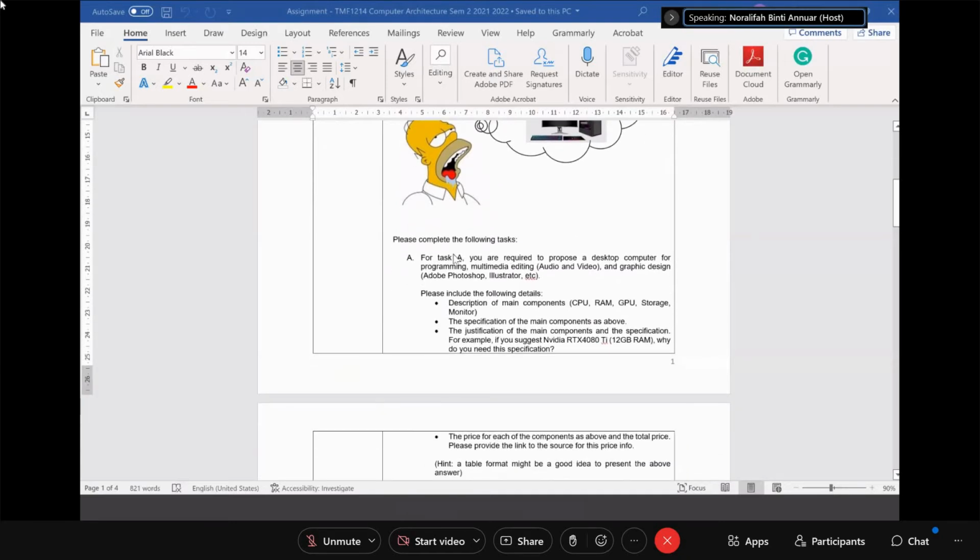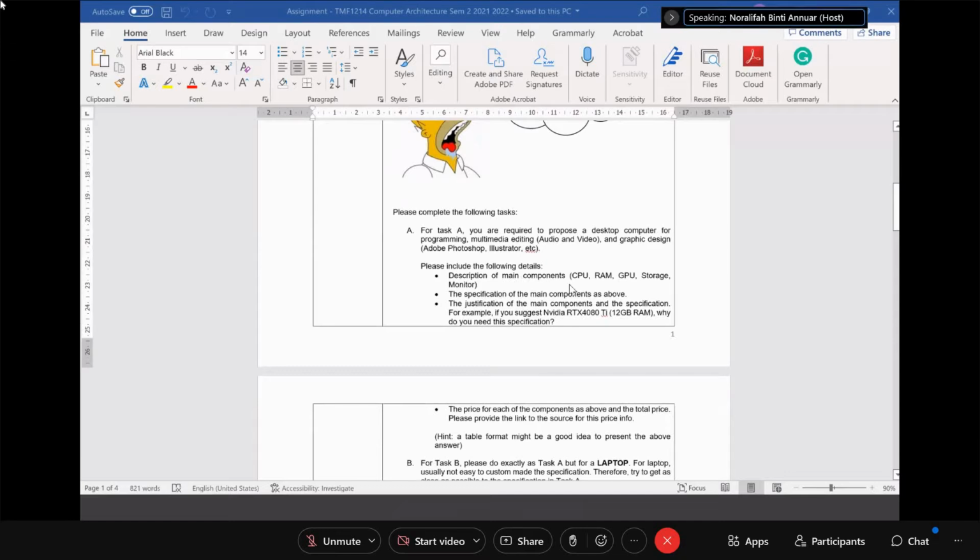Task A: are you required to propose a desktop computer for programming, multimedia editing, audio, video, and graphic design? For example, Adobe Photoshop, Illustrator, etc. You can name any graphic design software here, any program. It's not restricted to Adobe or Illustrator. Please include the following details.